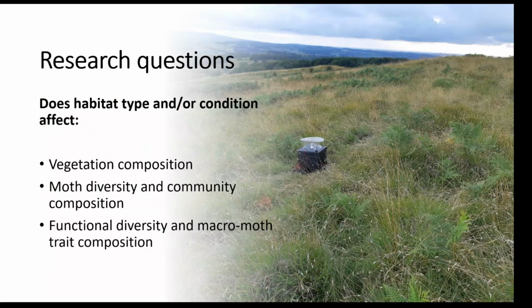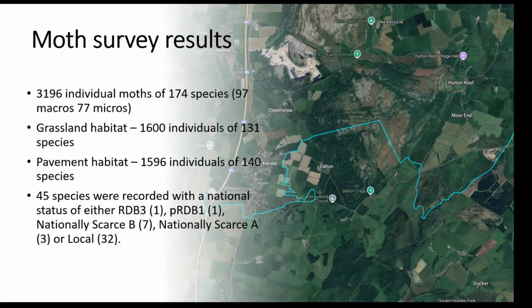So my main research questions were looking at whether habitat type and condition affected the vegetation composition, moth diversity and community composition, but also the functional diversity and the trait composition of the macro moth community. The trait composition is of the macro moth community only because we don't have any trait data for micro moths. They're just so understudied. We couldn't really look at those.